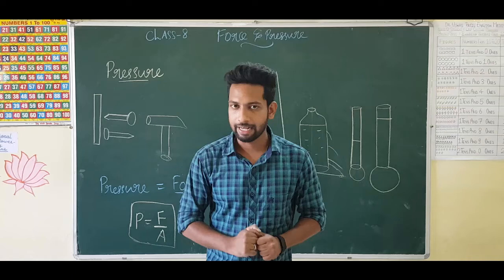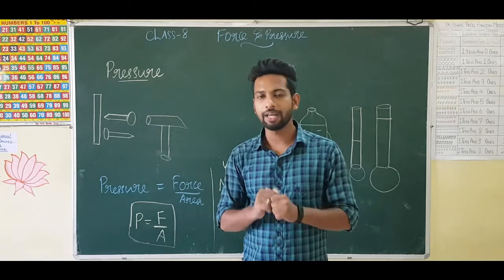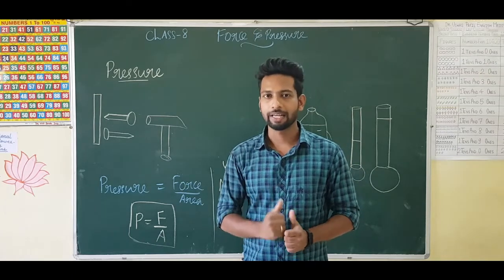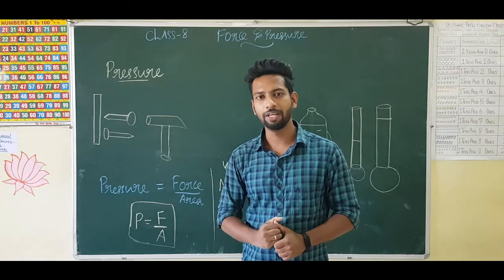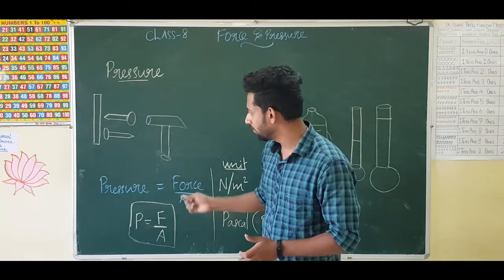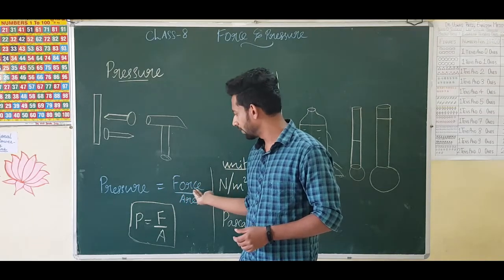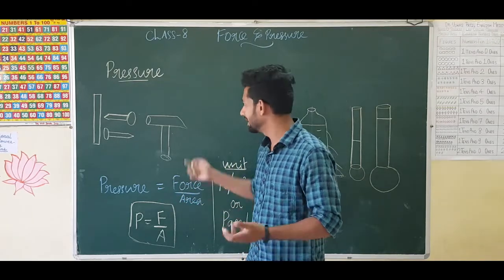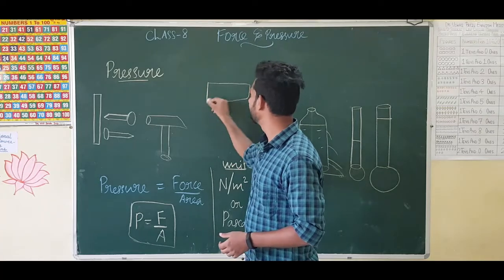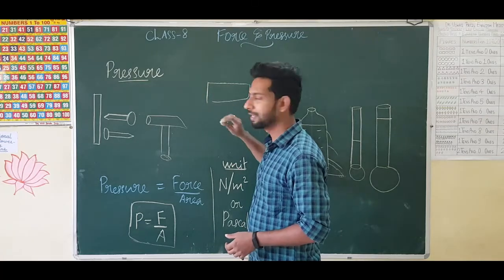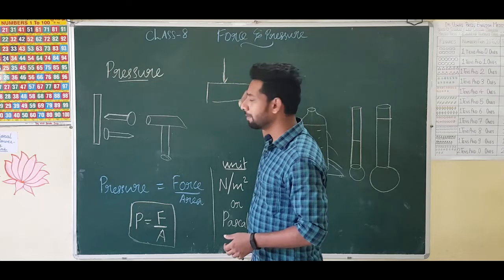Pressure can be defined as force acting on a unit area of surface. So what we can write: pressure equals the perpendicular force acting on an object divided by the area of the object. In simple words, suppose this is a box, this is our area, and the force is acting perpendicular.